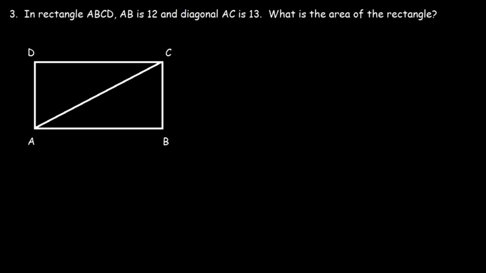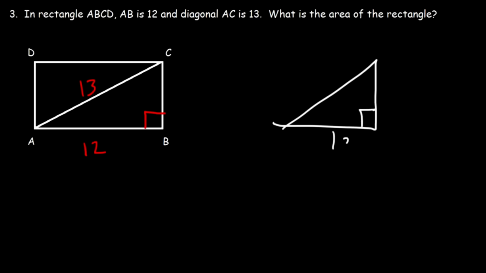Here's another problem that you could try. A rectangle ABCD, AB is 12 units long and AC is 13 units long. What is the area of the rectangle? Now rectangles, they form 90-degree angles. And look at the triangle that forms. We have a right triangle. If this is 12 and that's 13, what is the missing side?